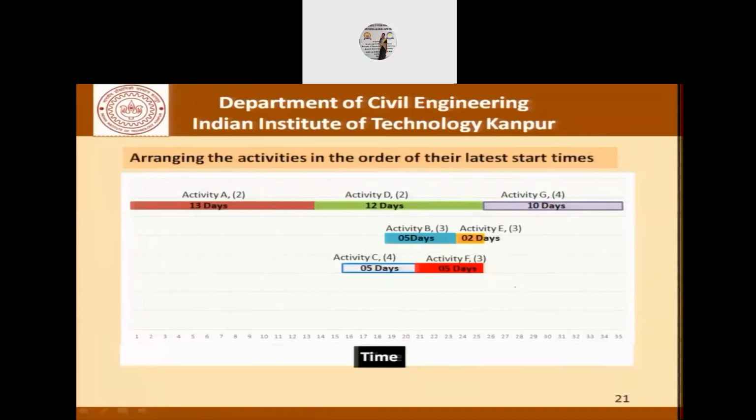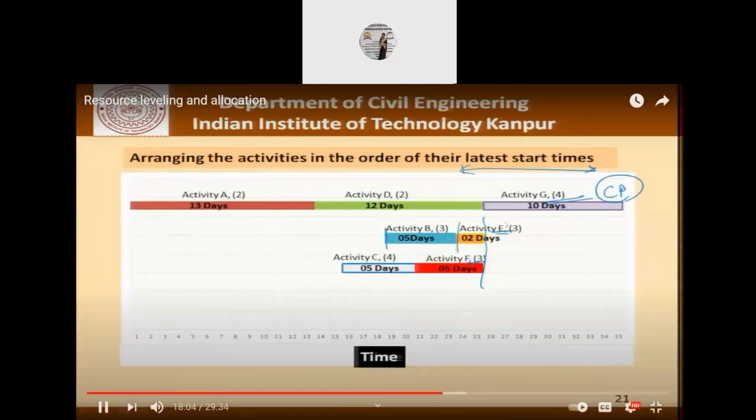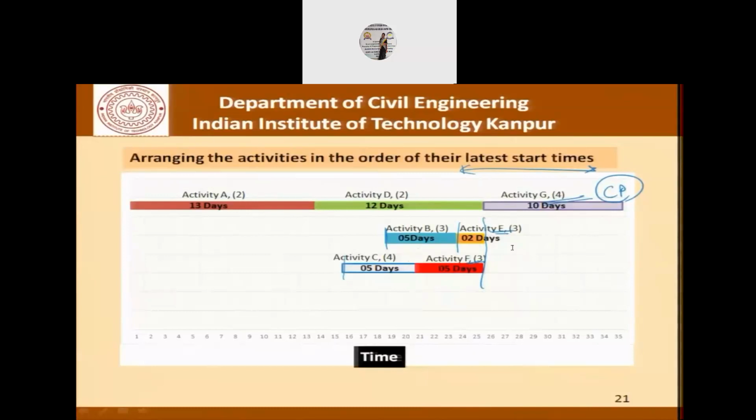Let's try to schedule the activities so that they start at their latest starting times. What we are trying to do is to ensure that G, which is the last activity, and depends on the completion of activity E and completion of activity F, is not delayed, because this is my critical path. In order for this to happen, we must make sure that activity B starts here, activity E starts here, C starts here, and F starts here, and that is precisely what is their latest starting times.